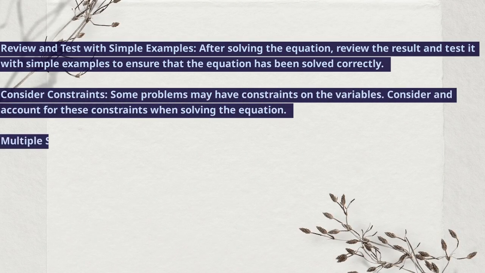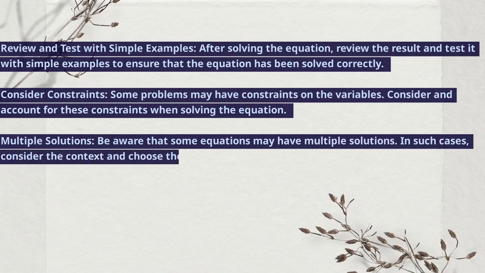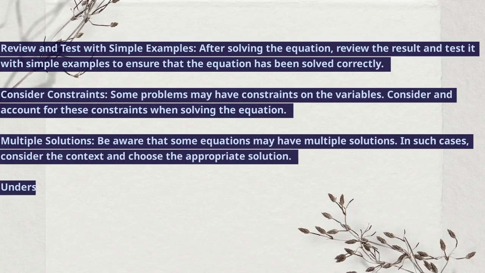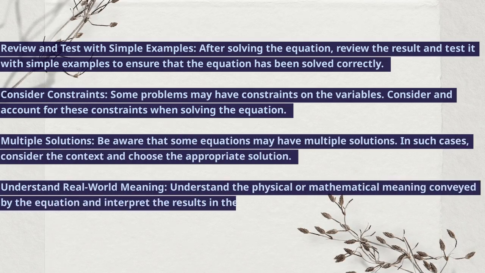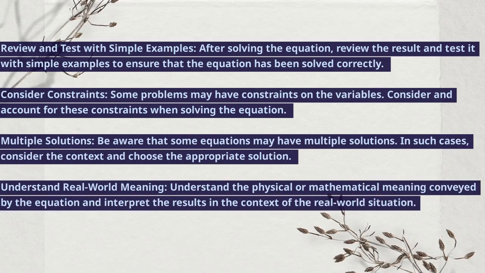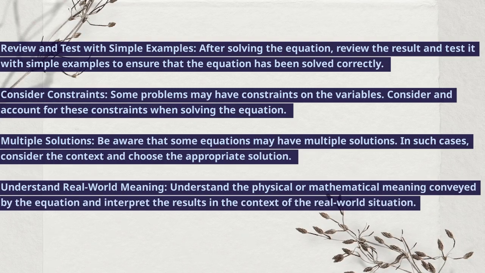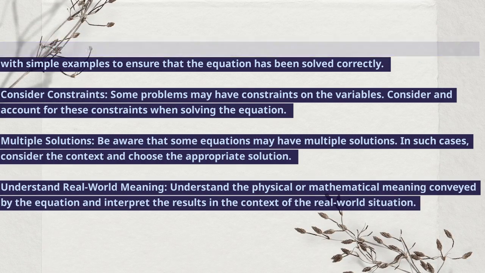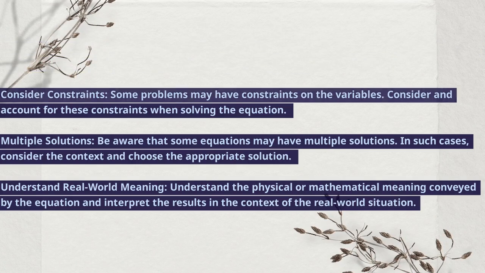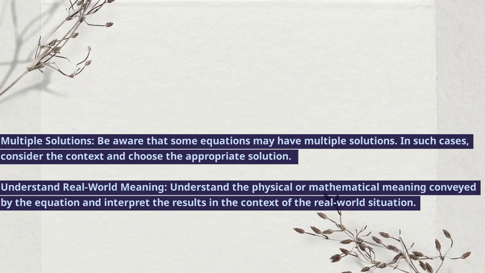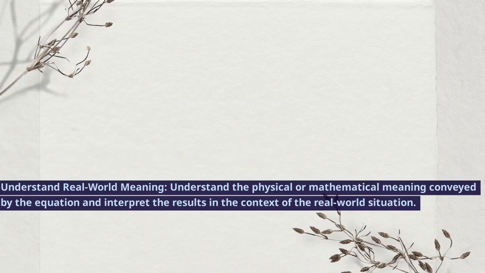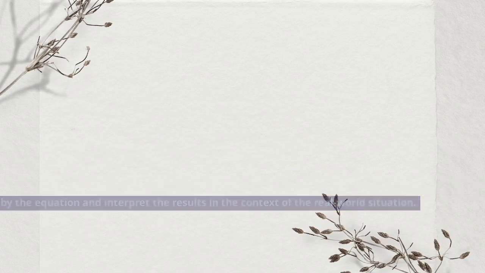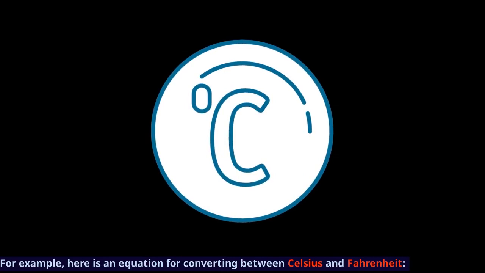Consider constraints. Some problems may have constraints on the variables. Consider and account for these constraints when solving the equation. Multiple solutions. Be aware that some equations may have multiple solutions. In such cases, consider the context and choose the appropriate solution. Understand real-world meaning. Understand the physical or mathematical meaning conveyed by the equation and interpret the results in the context of the real-world situation.